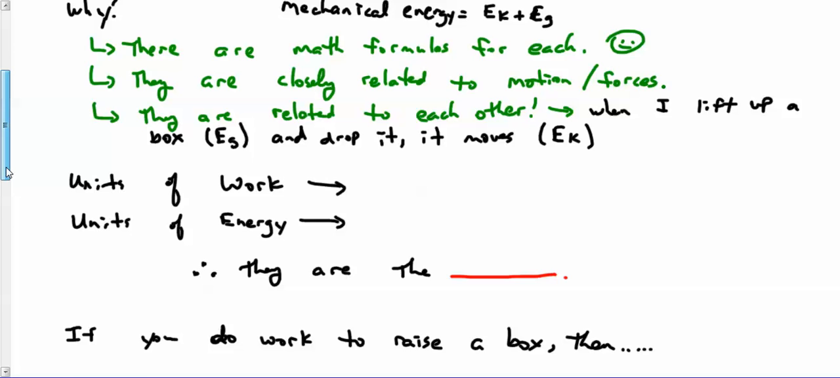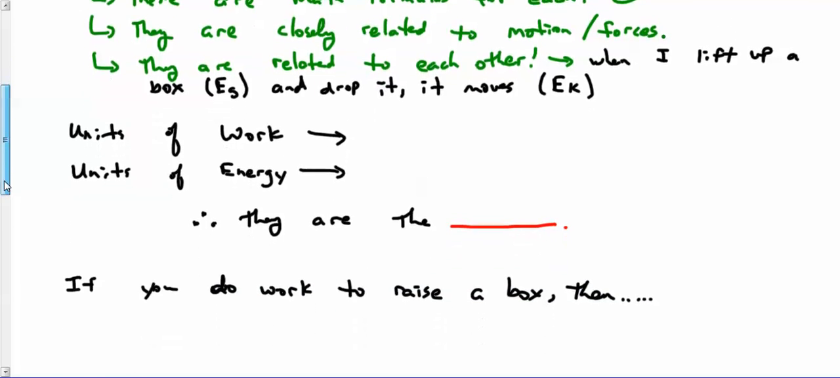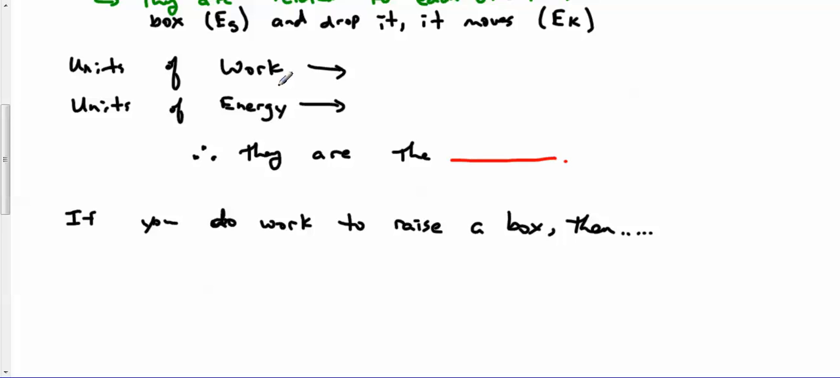So what are the units of the quantity work? If you watched the last video on work, work is measured in joules. The units of energy are also joules, so they are the same. Okay? Don't forget it. So when I do some work on a box, I lift it up over my head. Then how much potential energy should it have? It should have the same amount of potential energy as the work that I just did on it.